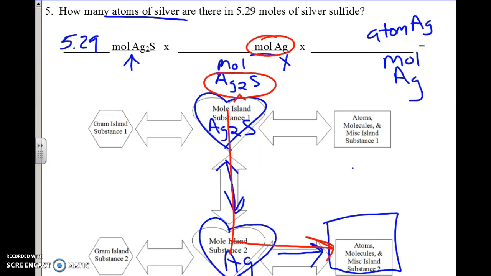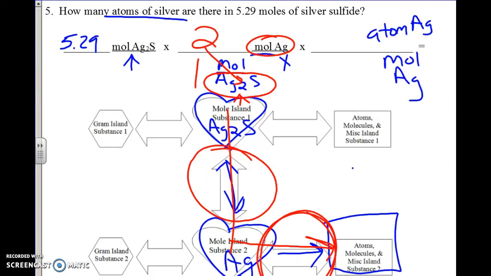In here, we can see there's a 2 for a subscript, and this bridge right here is called subscript bridge. So there are 2 moles of silver in every 1 mole of Ag2S. Again, that 2 came from that subscript right there. When we go over to atoms and moles, this next step, we are going across this bridge right here, and that's 6.02 times 10 to the 23rd.